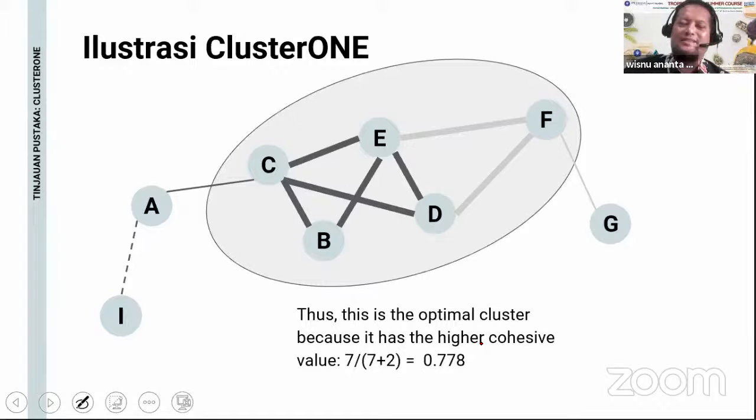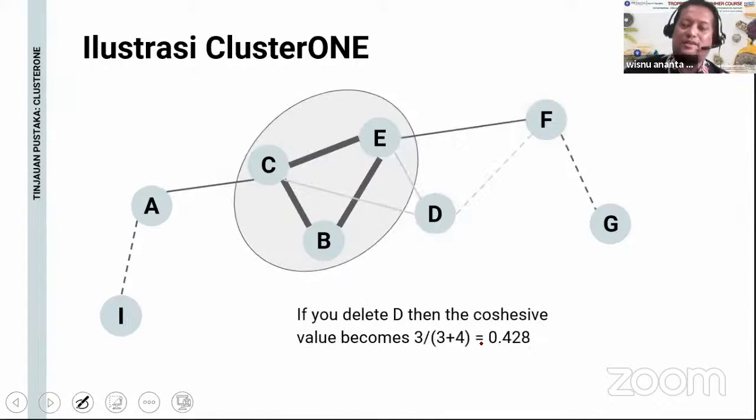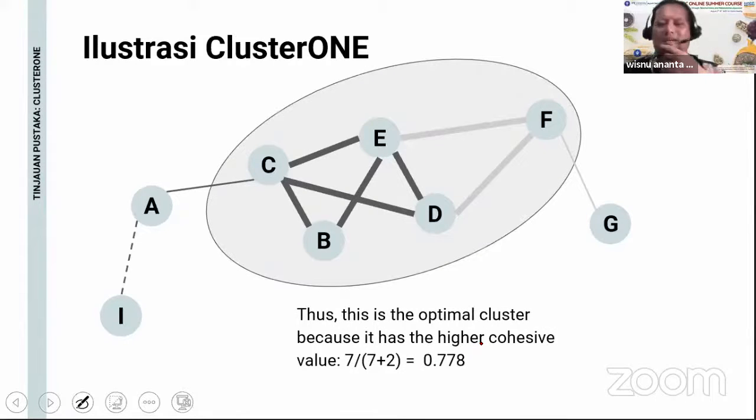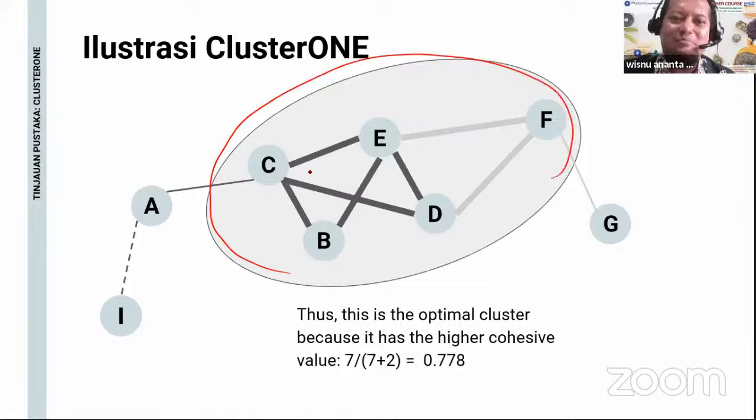In this case, after we explore the other nodes, we have a final cluster here, C, B, E, D, and F. So this is the cluster one technique.